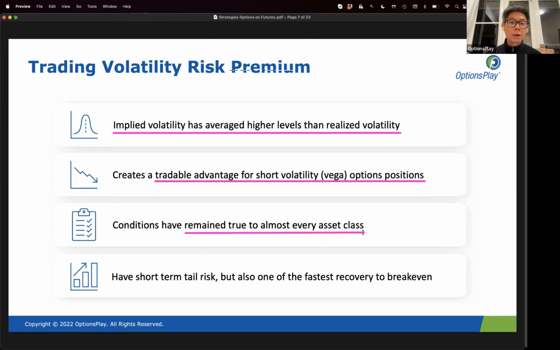However, a lot of traders will say, well, selling options have what we call short-term tail risk, right? Because when you're selling an option, you have limited gains and unlimited risk, right?